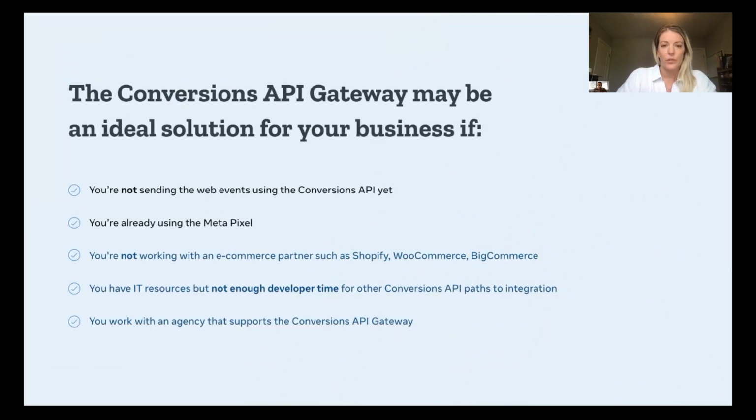Now, this is an ideal solution for your business if you meet these conditions. You're not sending the web events using the Conversions API yet. You're already using the Metapixel. You're not working with an e-commerce Conversions API enabled partner, examples being Shopify, WooCommerce, and BigCommerce. If you have limited developer bandwidth to implement and maintain other Conversions API paths to integrations, this can be a big lift, as we've mentioned a couple times. And finally, if you work with an agency that supports Conversions API Gateway multi-account, such as Marin.